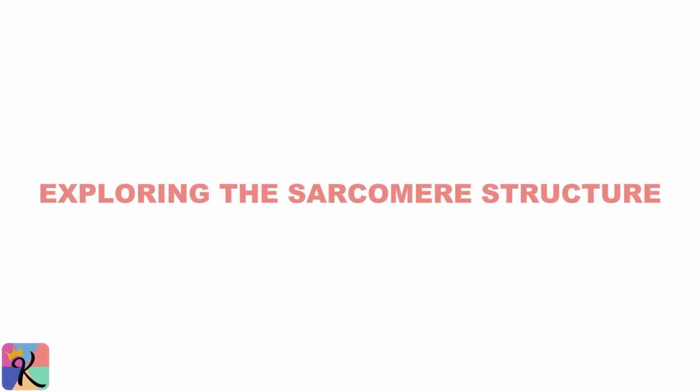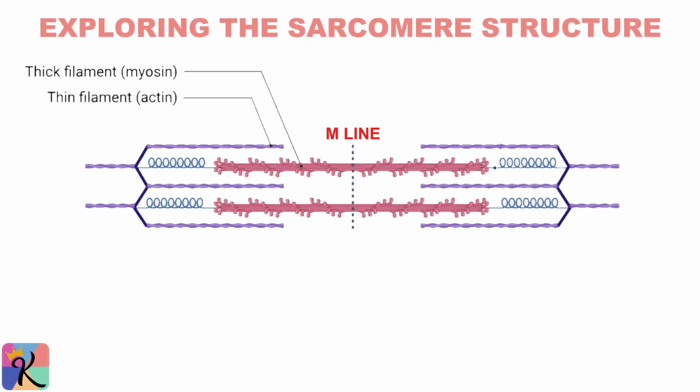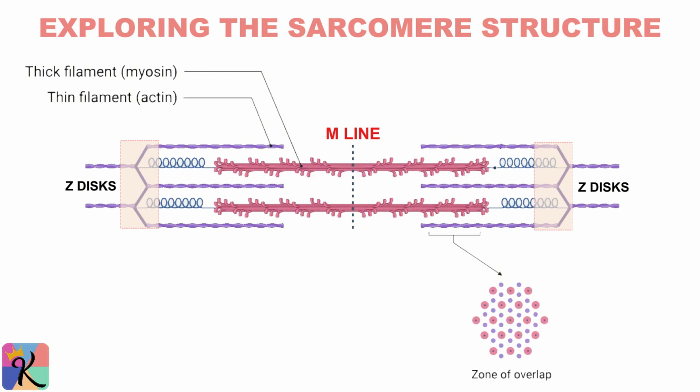Let's delve deeper into the sarcomere's architecture. At the center is the M line, where the thick myosin filaments anchor. The ends of the sarcomere are marked by Z discs, where the thin actin filaments attach. Each thick filament is surrounded by thin filaments, creating an overlapping pattern essential for muscle contraction. Within the sarcomere, there are distinct regions.